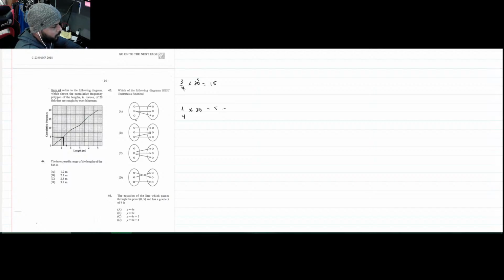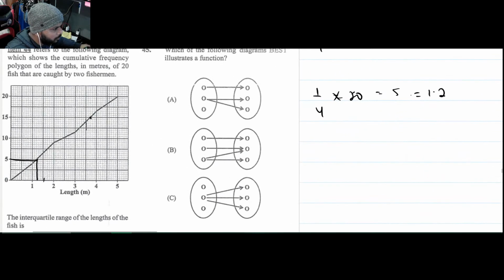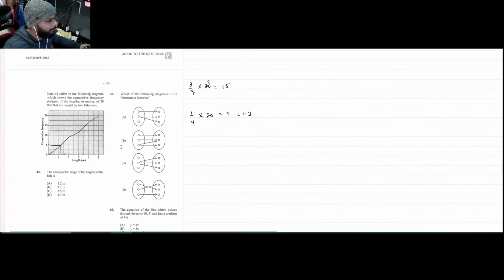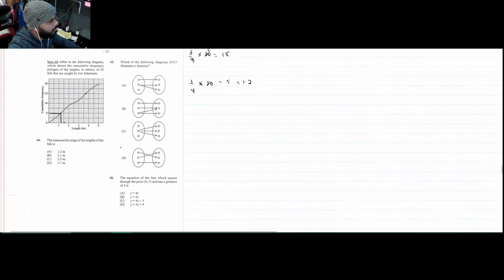So Q1 is 1.2. 15 going across, dropping it here, going down, zooming in a little bit here, right? Right, so that looking like 3.7. This is 3.7, and when I take away both of them, I get 2.5. Right, that's my interquartile range.